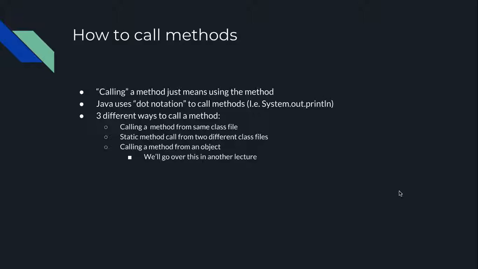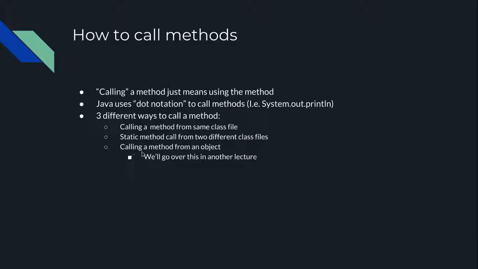So I just said calling this method or call this method a lot. And so how do we do that and what does that mean? Calling a method just means using the actual method. So we've been talking about how to define methods, but we need to now know how to use them. So there are actually 3 different ways to call a method, and we're only going to be focusing on 2 of them. So calling a method from the same class file, which is something that we've seen the most so far, or calling a static method from 2 different class files, and we saw an example of that already, but I just wanted to formally introduce you to those 2 cases.